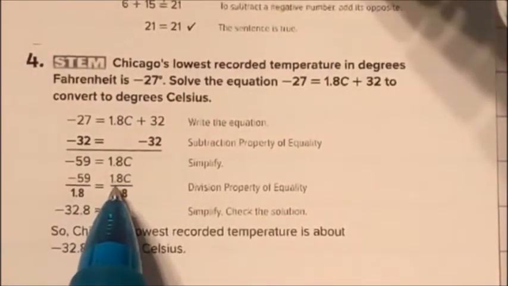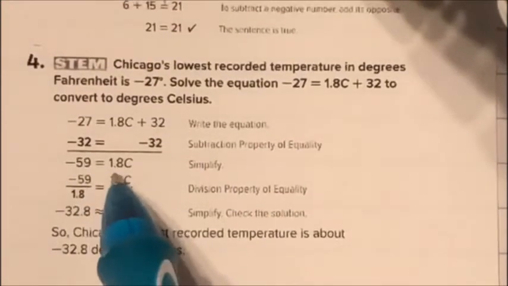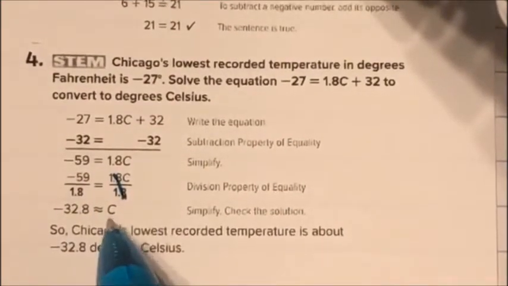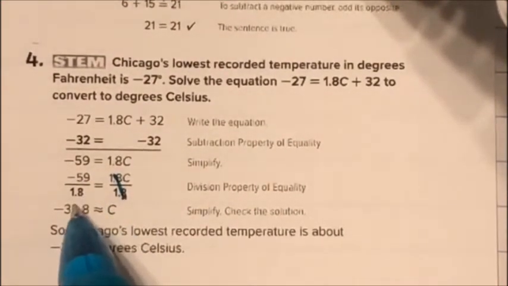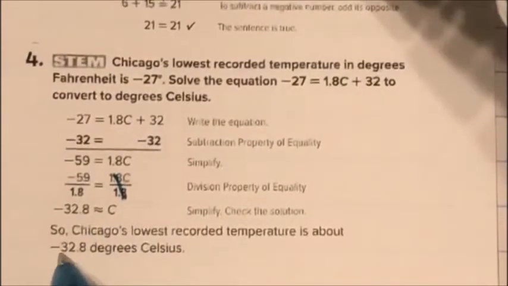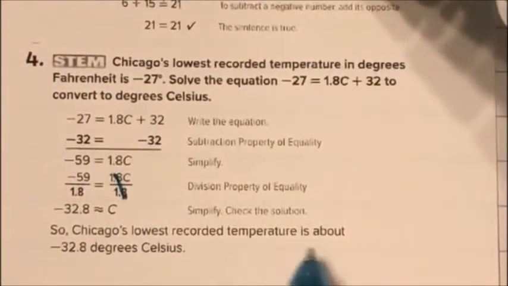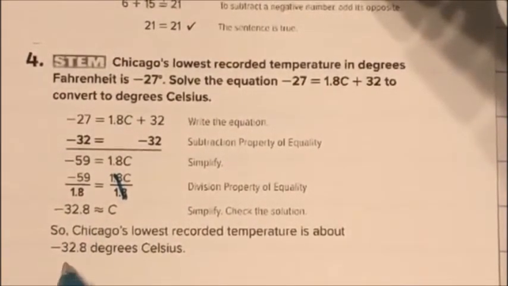I divide both sides by 1.8. This cancels. I'm left with C. And negative 59 divided by 1.8 is negative 32.8, approximately. We rounded, okay? So Chicago's lowest recorded temperature is about negative 32.8 degrees Celsius.